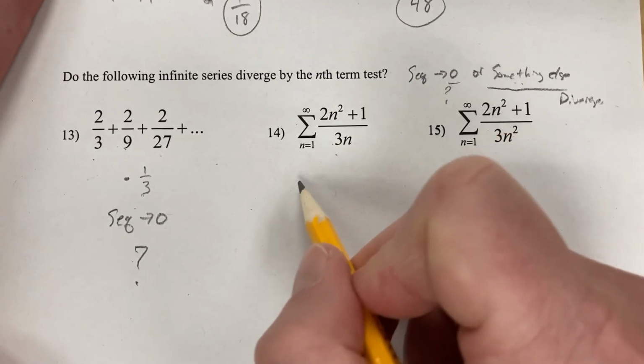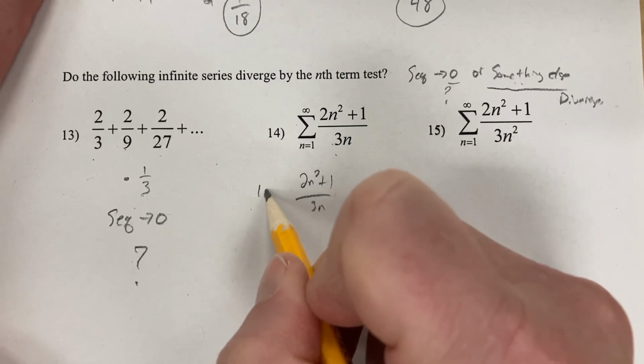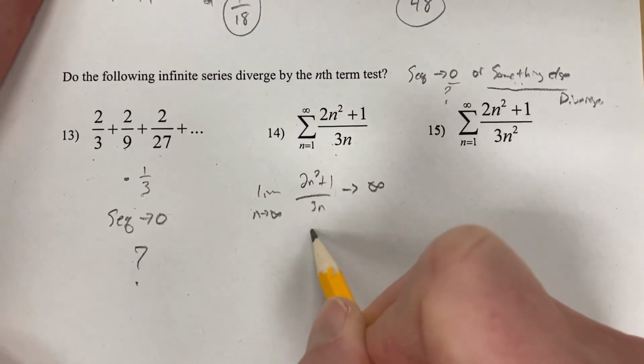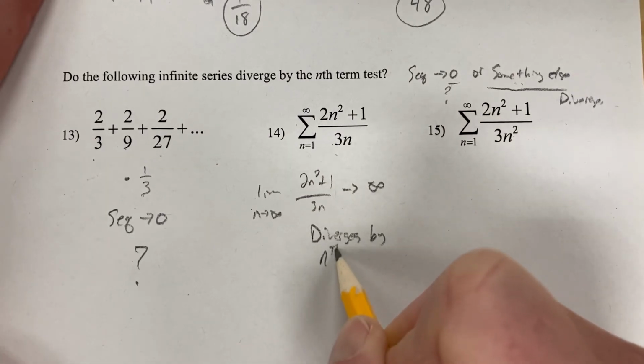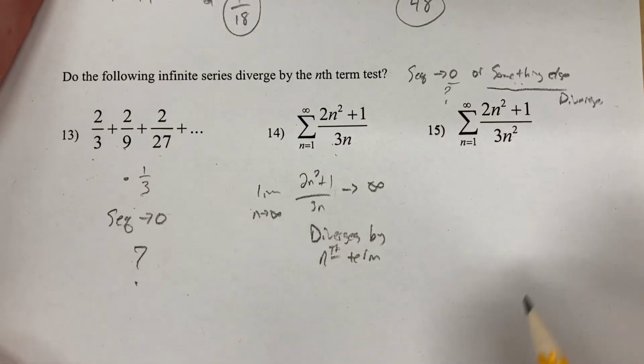14, if you take 2n squared plus 1 over 3n, and take the limit as n goes to infinity, that's going to go to infinity. So yes, this diverges by nth term test. The sequence itself blows up, so will the series.